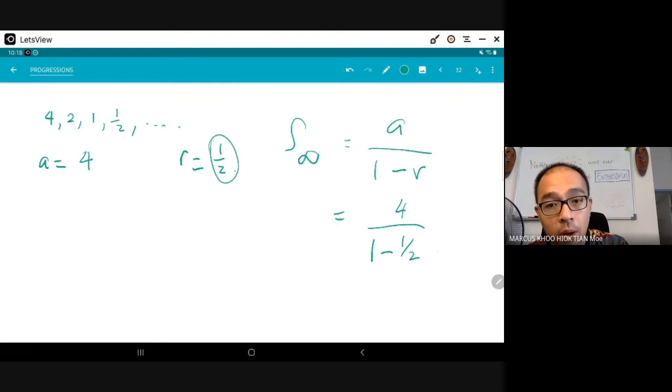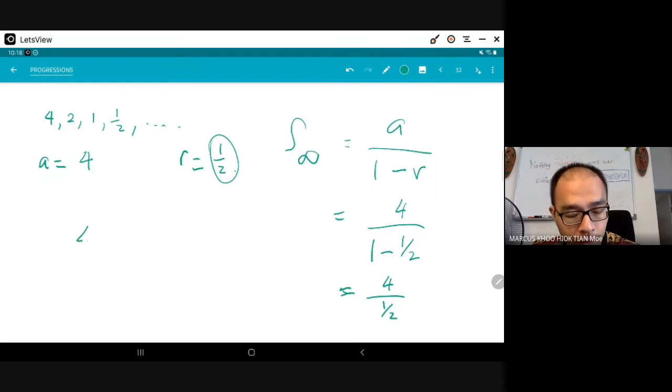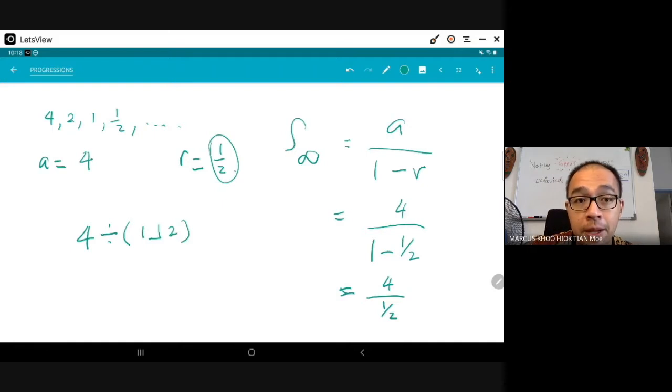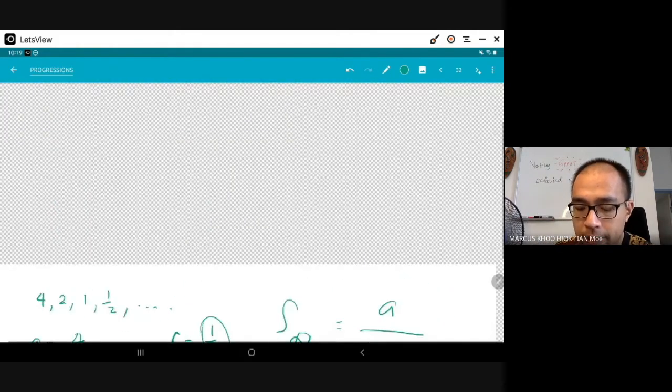So when we substitute the A, 4 over 1 minus half. Settle the bottom part, so you will get 4 over half. 4 divided by half, people. 4 divided by bracket 1 over 2. If you're going to type in your calculator, it's this. And you will get the value of 8, which we prove by using the method just now.